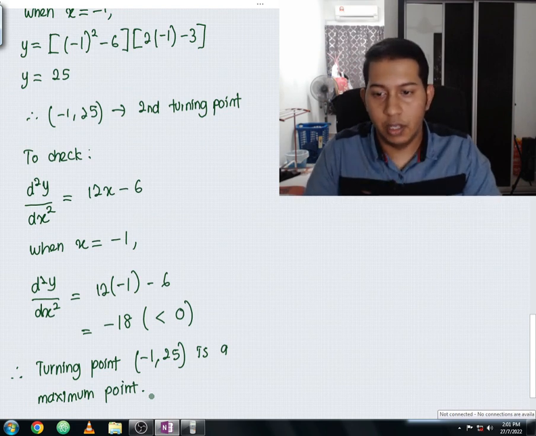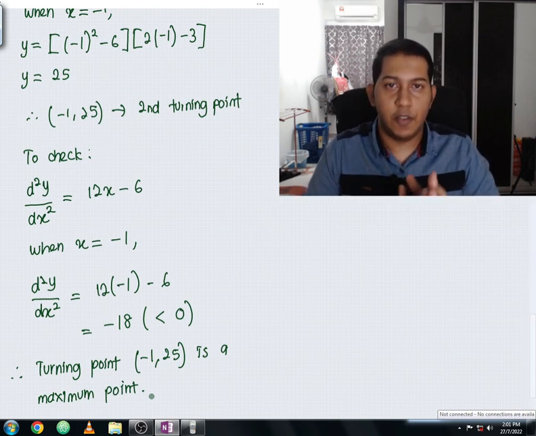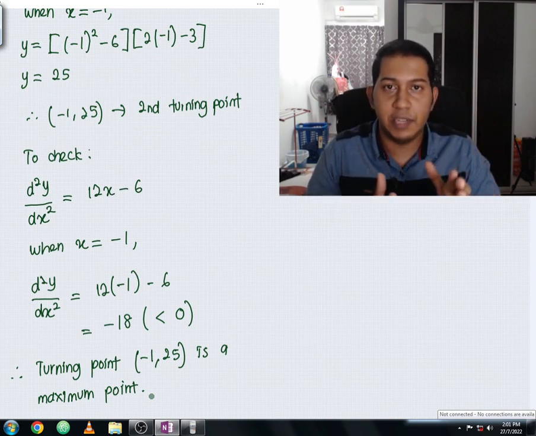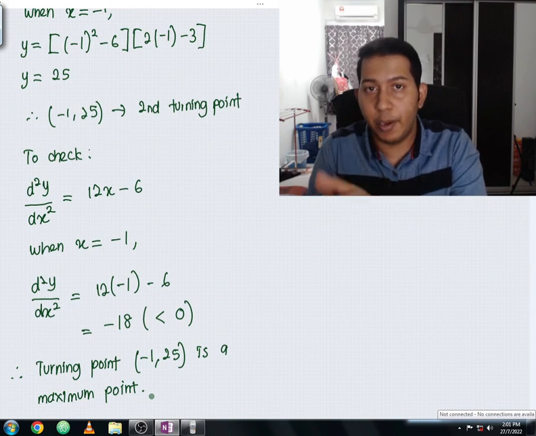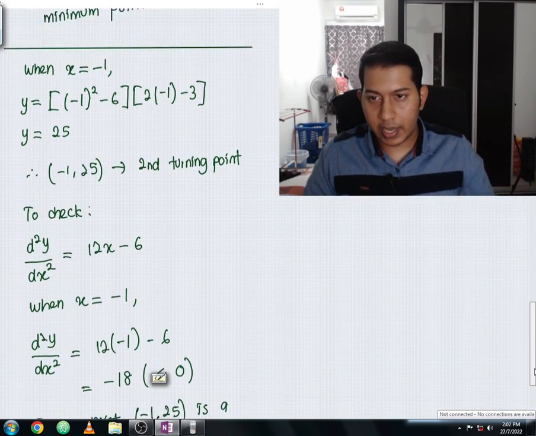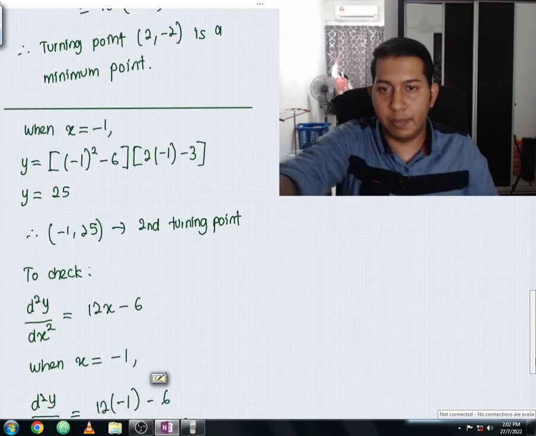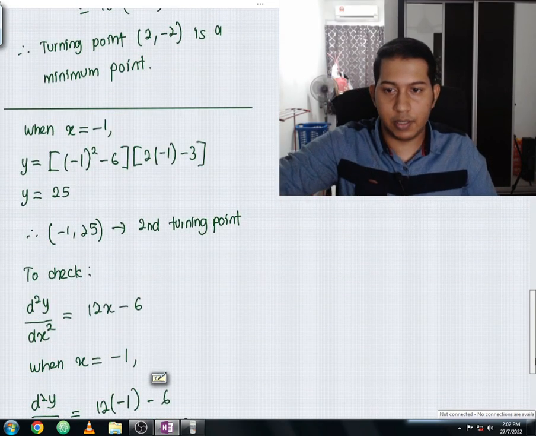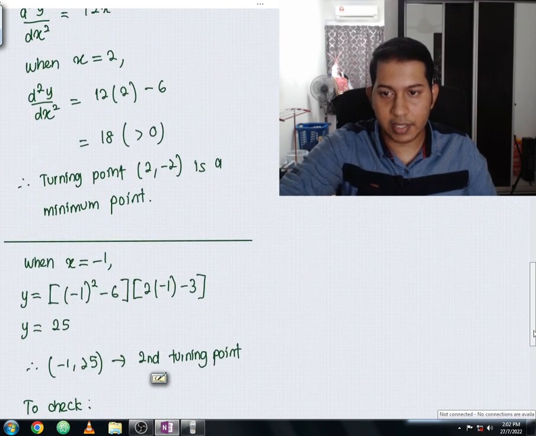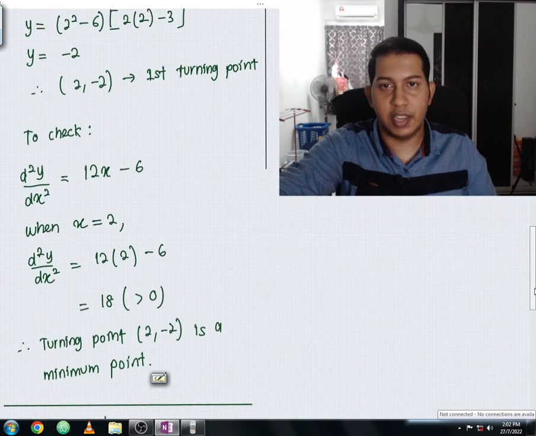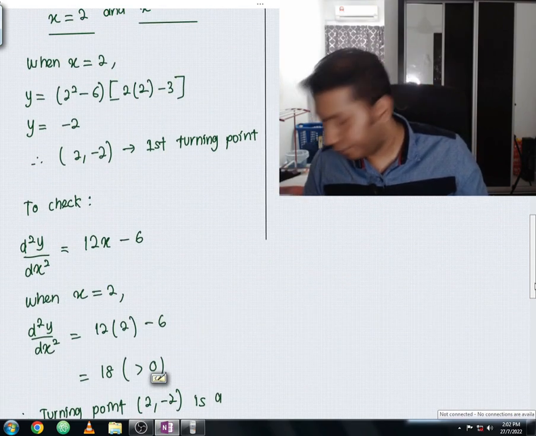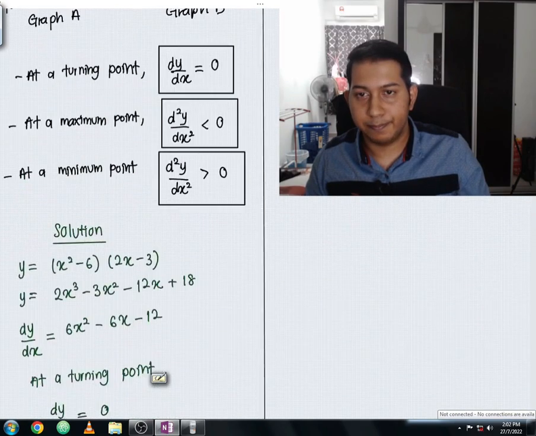So this is your full working, guys. Okay, we have already found the turning points, and within that turning point, we need to determine whether it is a minimum point or a maximum point. Okay, so these are the full working, guys. That's why I split it into two, since we have two x values. So this is for the second turning point, and this is for the first turning point. Okay, so I hope I made this clear.